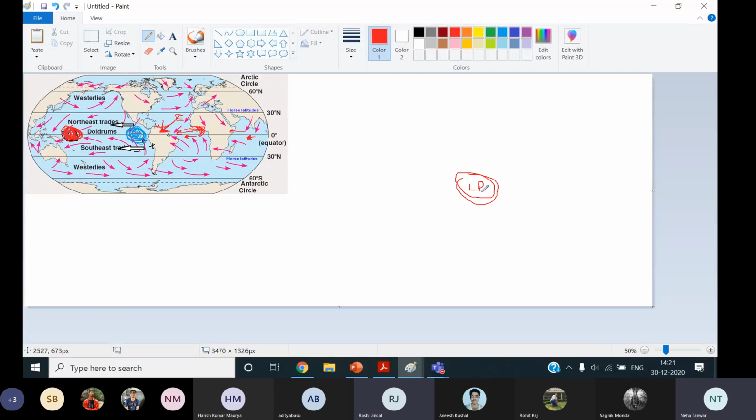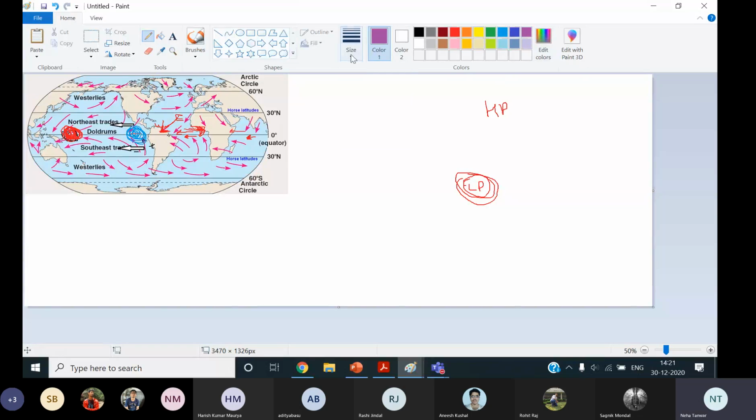You mean to ask where the wind will go? It will be trying to come towards the low pressure zone, right? Yes, so it will try to come towards the low pressure zone. When I say this is the low pressure zone, comparatively the ambient region is at high pressure compared to this region, right?